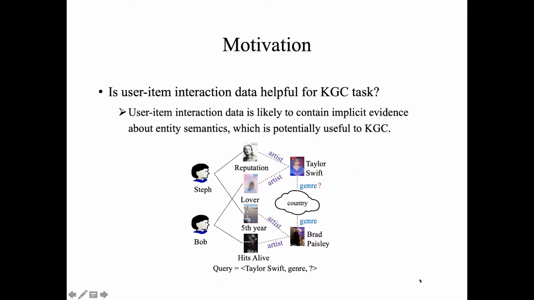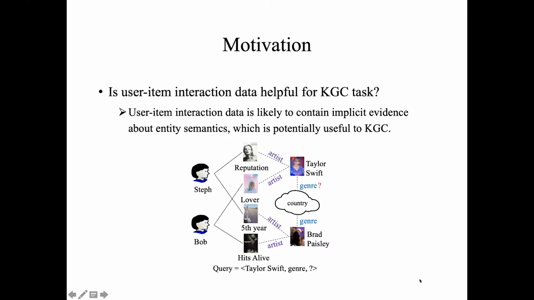As for our motivation, user item interaction data has explicitly reflected users' preference at the item level, while it is likely to contain implicit evidence about entity semantics, which is potentially useful to our task.